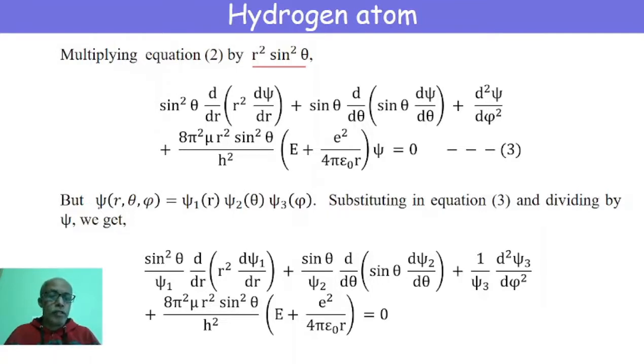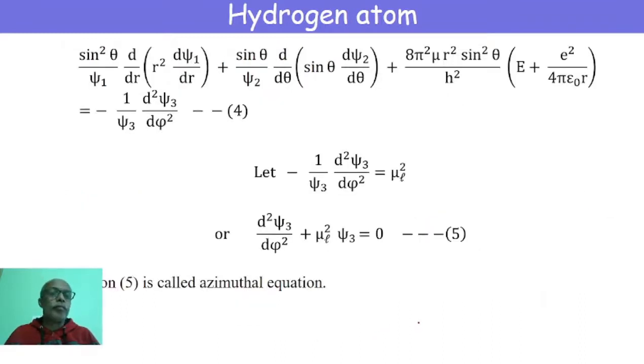Now substituting this instead of psi in equation 3 and dividing throughout by the same, we get sin square theta by psi1 into d by dr of r square d psi1 by dr plus sin theta by psi2 into d by d theta of sin theta d psi2 by d theta plus 1 by psi3 of d square psi3 by d phi square plus 8 pi square mu r square sin square theta by h square into E plus e square by 4 pi epsilon naught r equals 0.